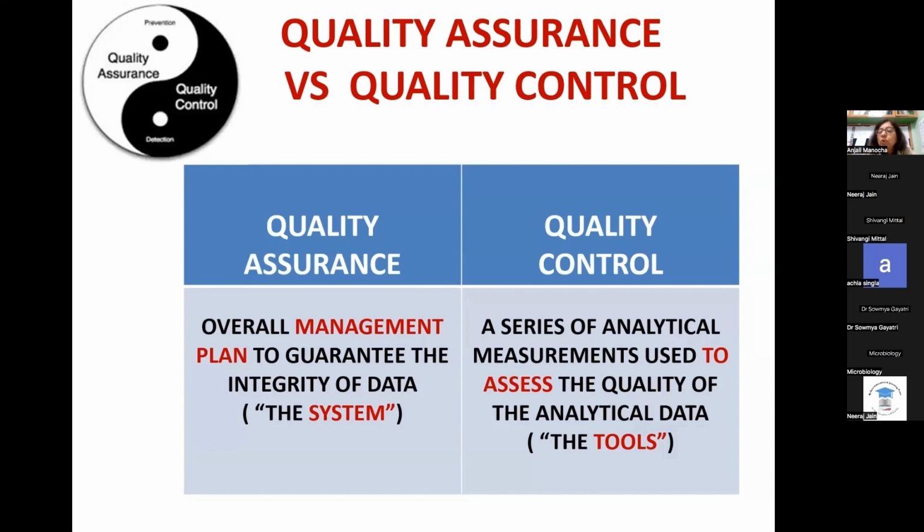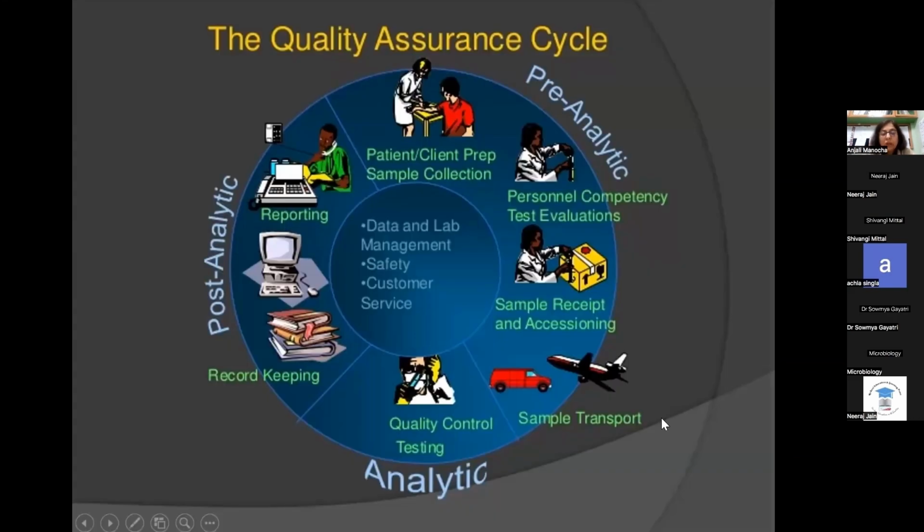Whereas quality control is a part of the quality assurance and is specific to the tools that we apply to measure and assess the quality of the analytical data. So this is very important that when we talk of internal quality control, we are specifically talking of the tools that will be used by us to assess the quality of the analytical data.